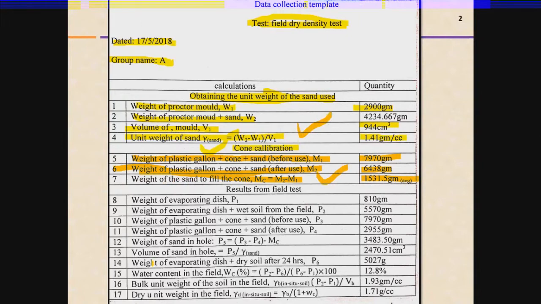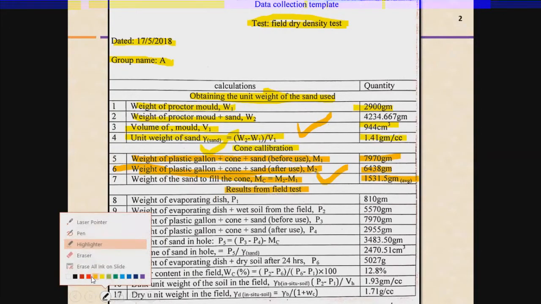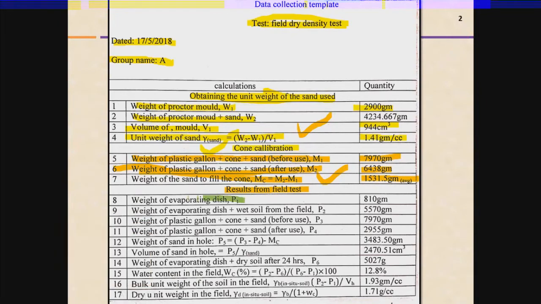Now results from field tests. Let me discuss the results from field tests. As you know, the weight of evaporating dish P1, which I have taken before starting the test, was 810 gram, and the weight of evaporating dish plus wet soil excavated from the field, P2, was 5570 gram. Then the weight of plastic gallon plus cone plus sand before use, P3, was 7970 gram.